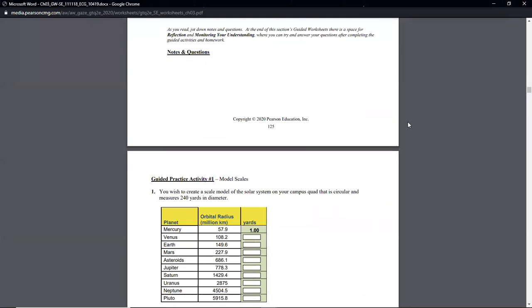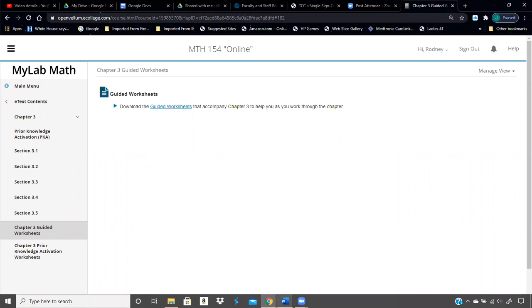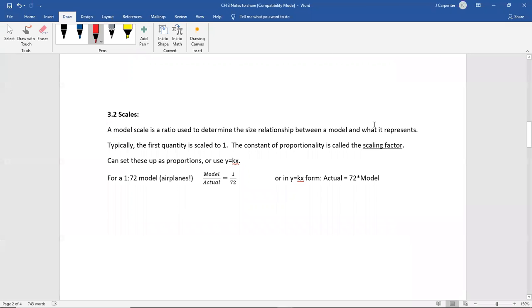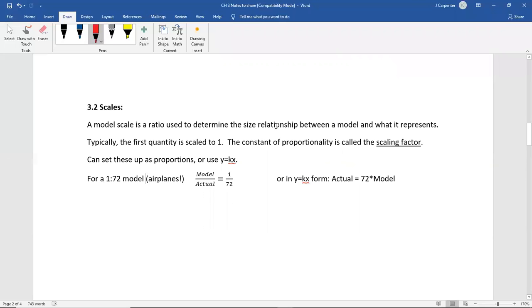Do there we go. All right. So scales, wrong thing. Scales. A model scale is a ratio.